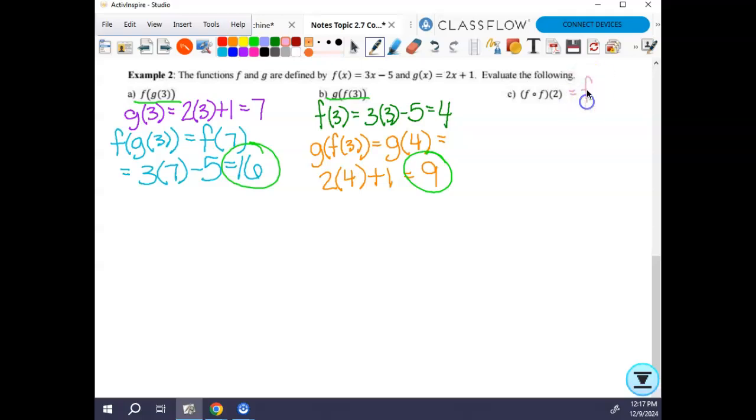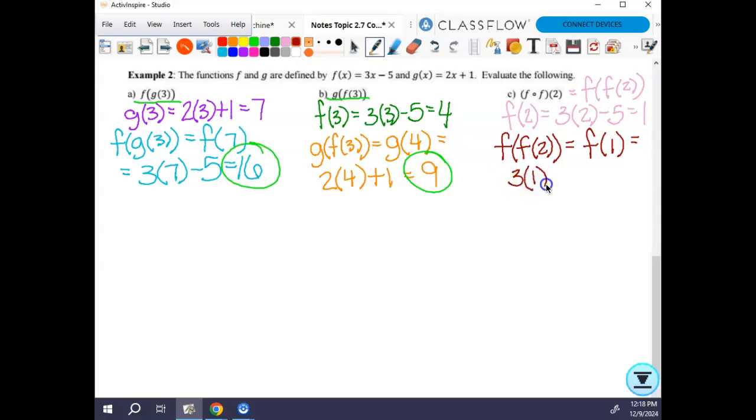I'm going to rewrite this as f of f of 2. Okay, so I'm going to substitute it into f, get something out, and then substitute it back into f. So I'm going to start off with f of 2. Give me 3 times 2 minus 5, which is 1. Then f of f of 2 will just become f of 1. And then that gives me 3 times 1 minus 5, which is a negative 2.